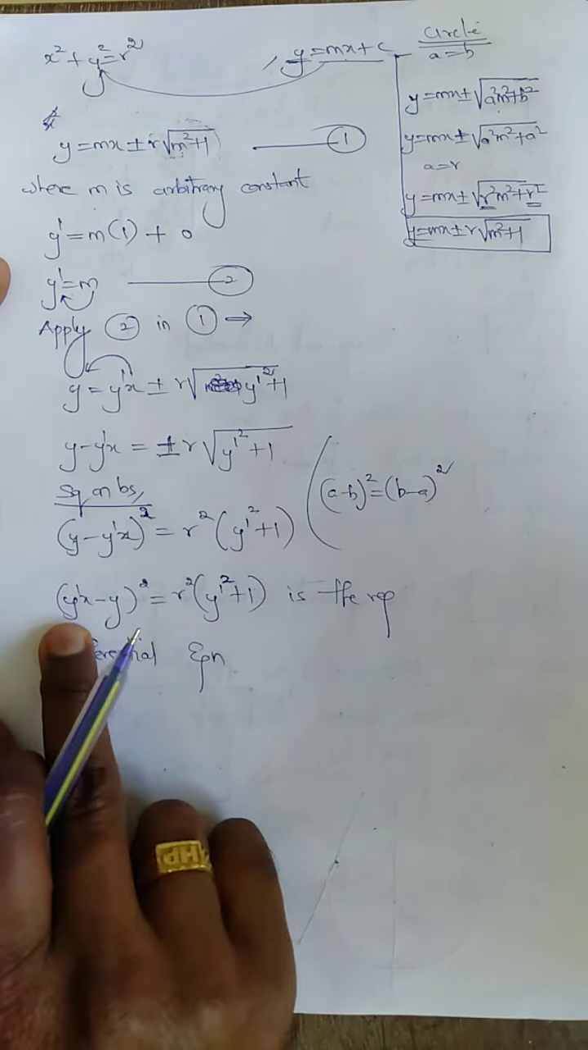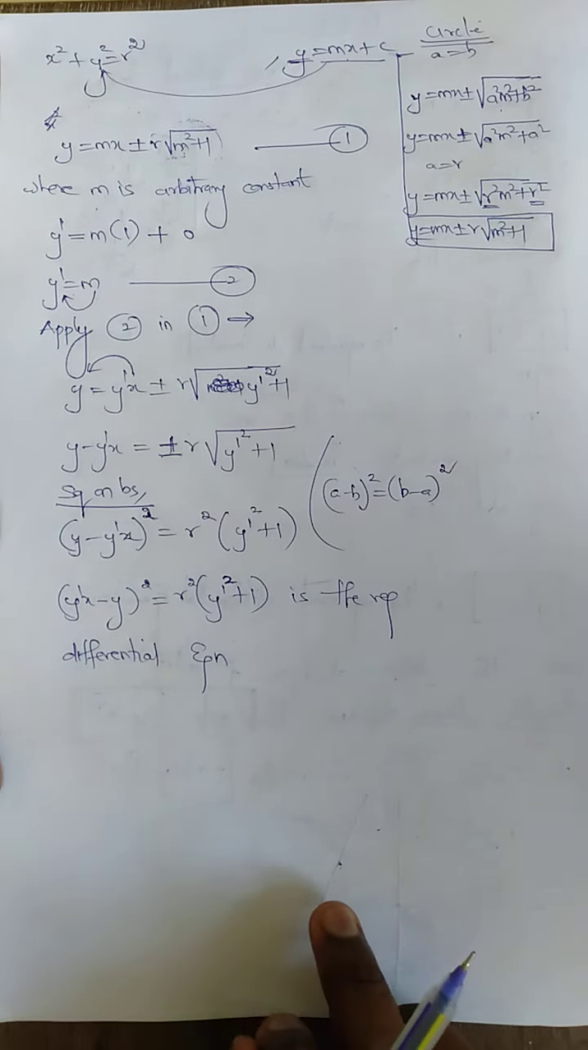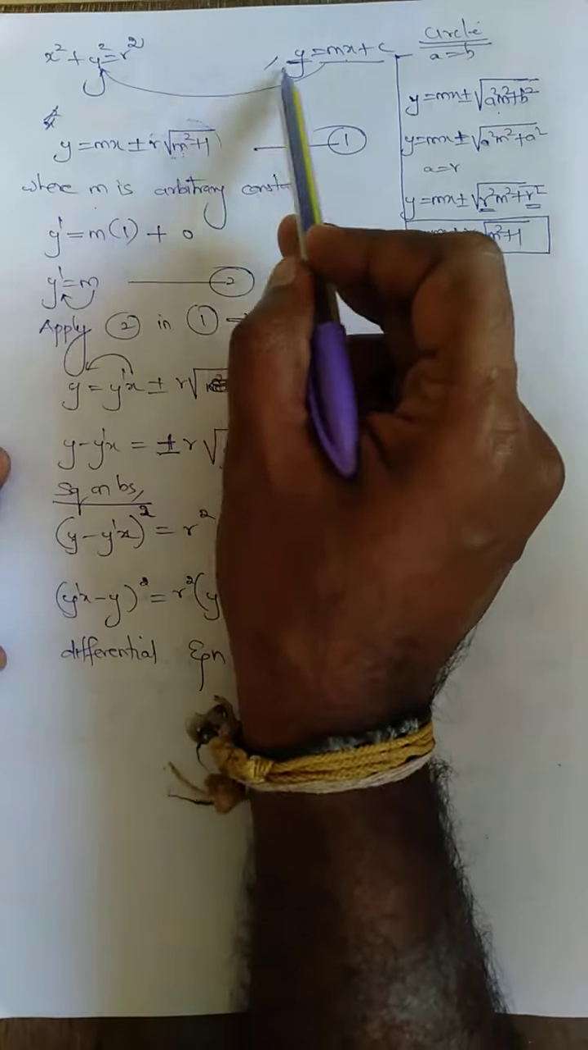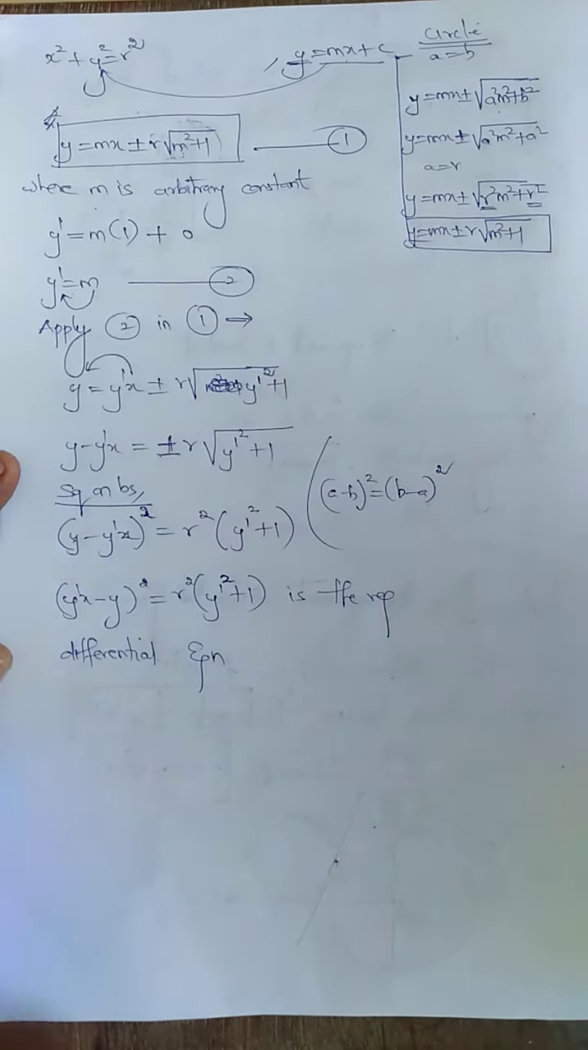See, there is no m, no arbitrary constant. This is the required equation. There is another method also, but that method will be the lengthiest process. If you know this equation, then the sum will be very easy for you.